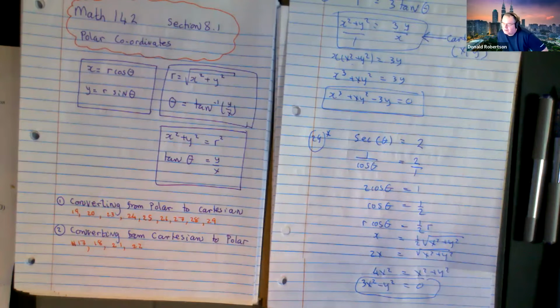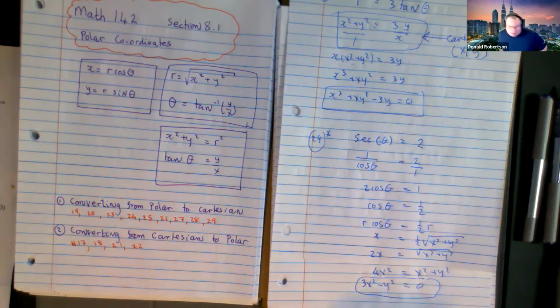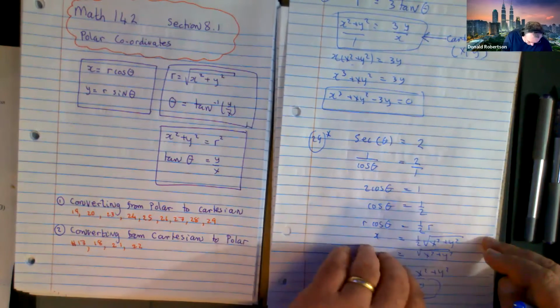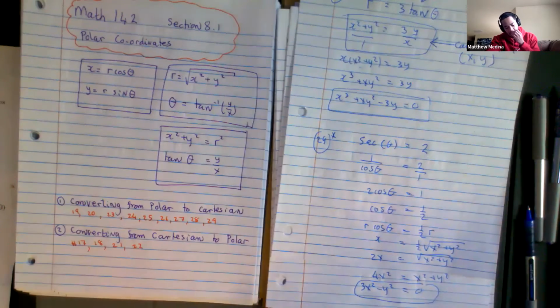It's equivalent. Yeah, I think WebAssign gave me a different question for 29. They gave me secant equals the square root of 2, which changed everything about this equation. It allowed me to change theta to pi over 4. So the problem ended up being y equals plus or minus x.